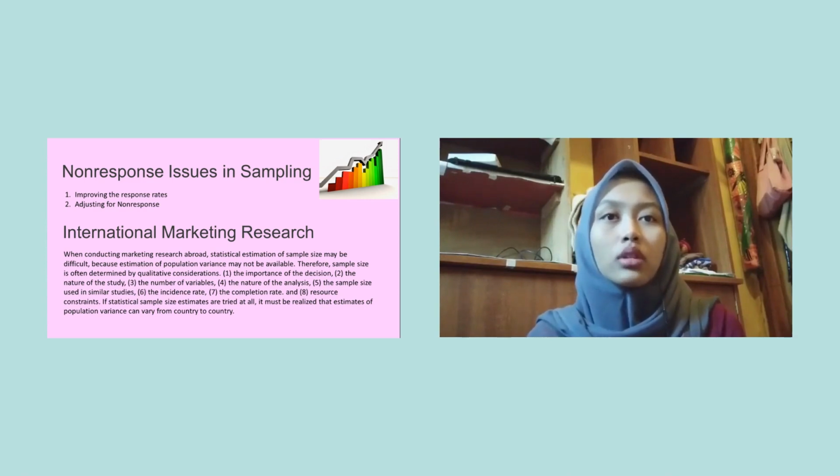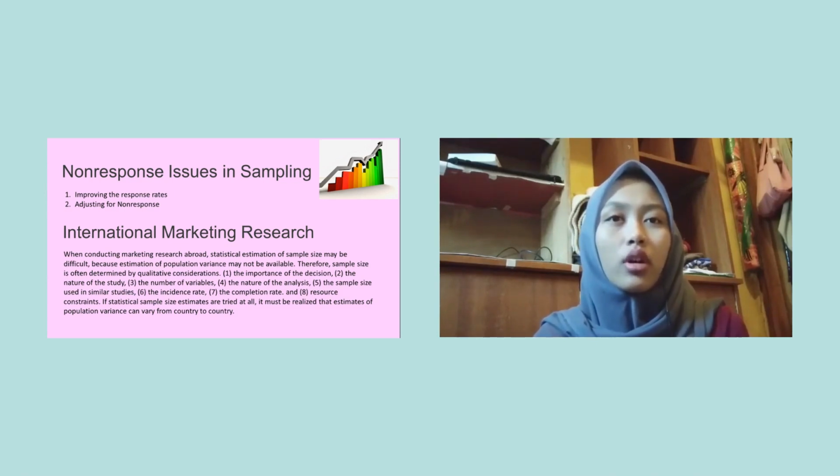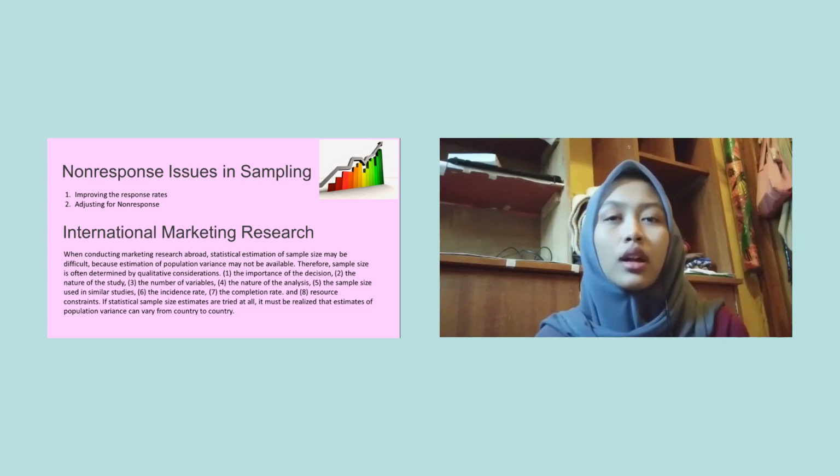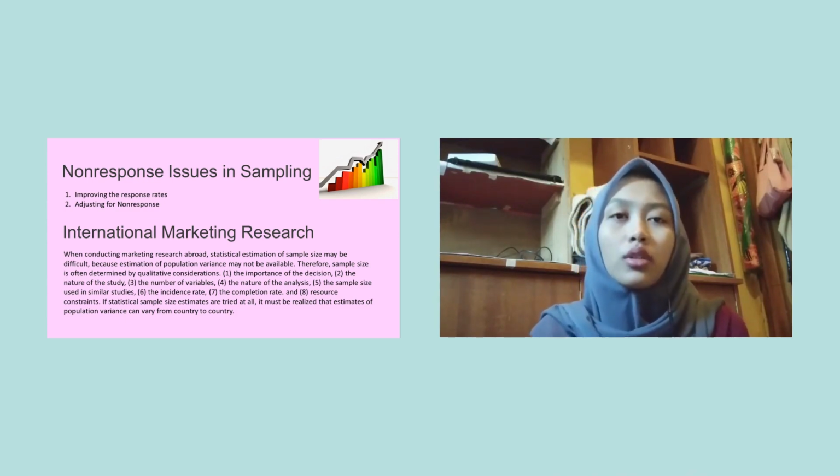One, the importance of the decision. Two, the nature of the study. Three, the number of variables. Four, the nature of the analysis. Five, the sample size used in similar studies. Six, the incidence rate. Seven, the completion rate. And eight, research constraints. If statistical sample size estimates are tried at all, it must be realized that the estimate of population variance can vary from country to country.